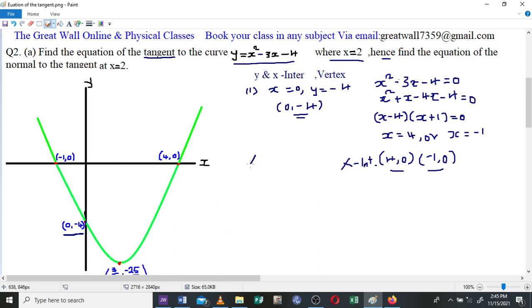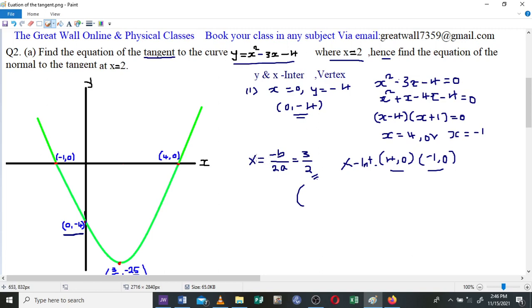You find that by using the formula x is equal to negative b over 2a. Now when you substitute here, you see that your b is negative 3, which will give you positive 3 over, now your a is 1, that's positive 1, so you're just going to have 3 over 2.